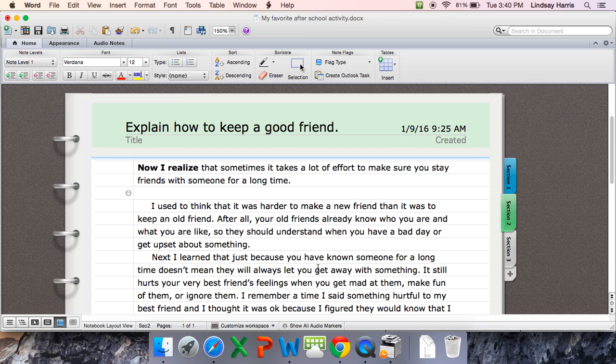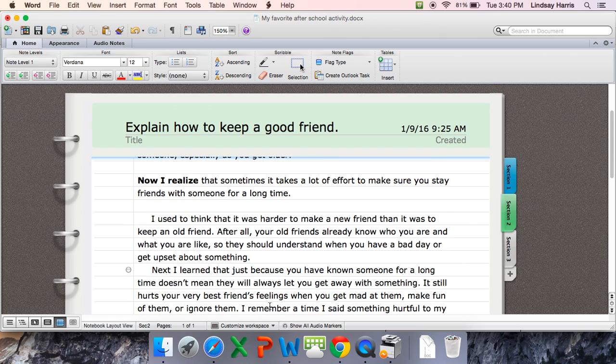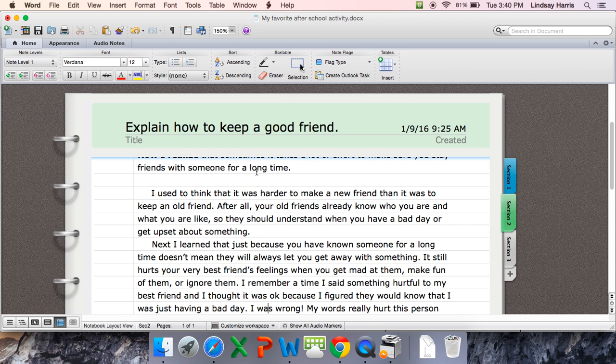Notice that my "next I learned" sentence is not the same as the "next I learned" up here. I decided as I was writing that I didn't really want to use the sentence I came up with up here. I thought that this one would be better. And that's okay. You can make changes like that as you go through your writing. If something sounds better and you feel like it needs to be changed, change it. That's why pencils have erasers. You can change what you're writing as you go. If something sounds better to you later, change it, okay?